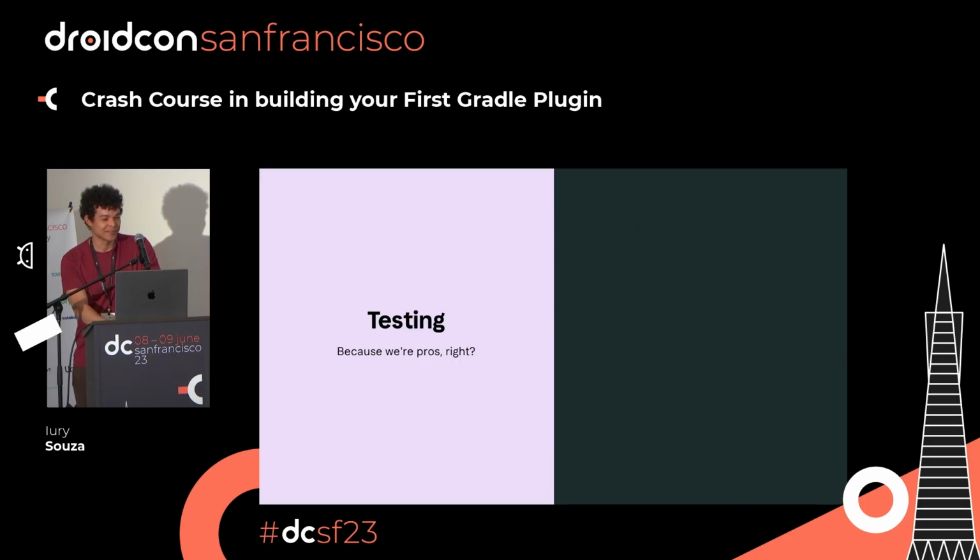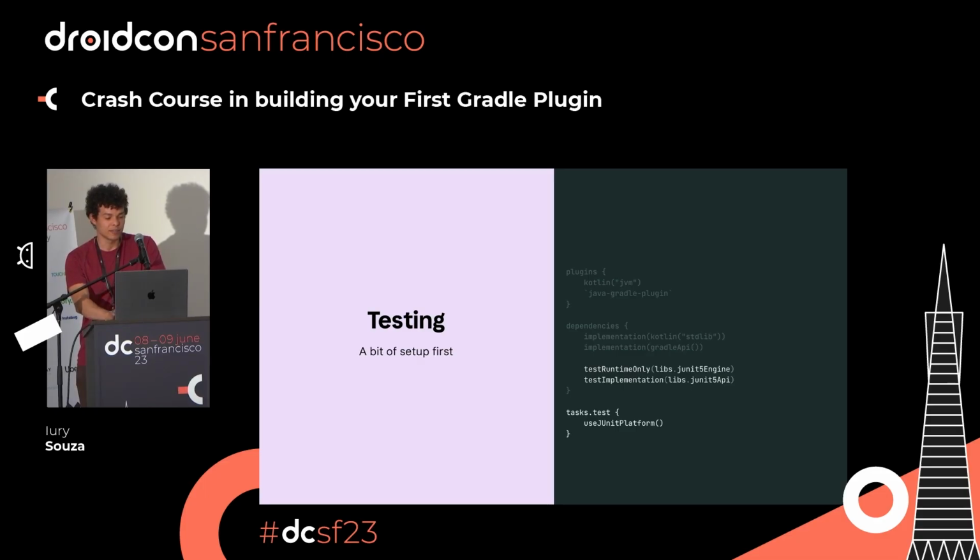testing, we're pros, right? To do tests, you can do a little bit of setup if you want to use, for instance, JUnit 5. I'm just going to show it here real quick. This is the configuration we had before, right, up until now. What you need to do is define these other dependencies for JUnit: JUnit 5 engine, JUnit 5 API, and you configure the tasks to use the JUnit platform, right? So that's it. And you have JUnit 5 configured for Gradle, and you can run tasks with that.